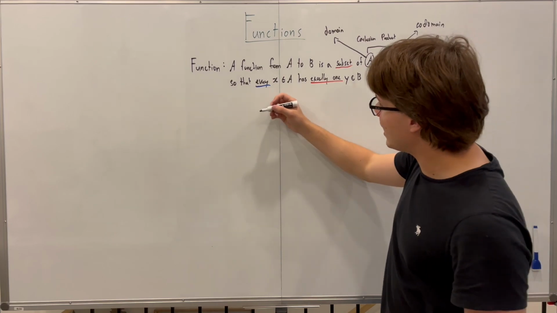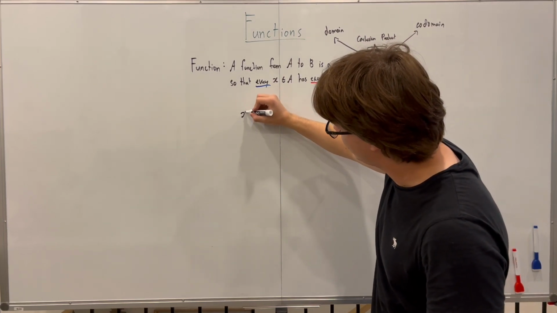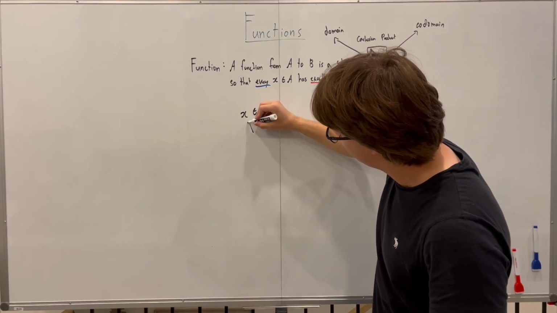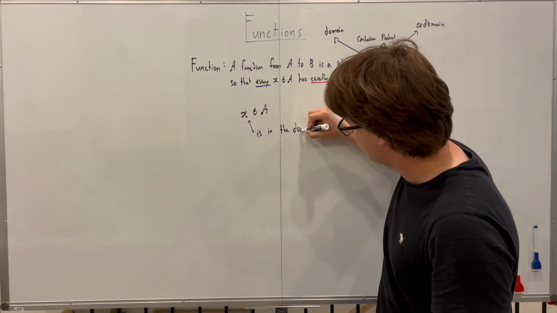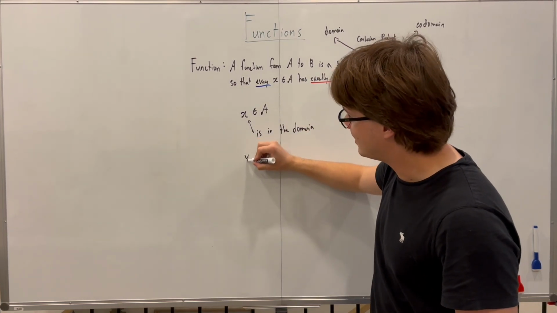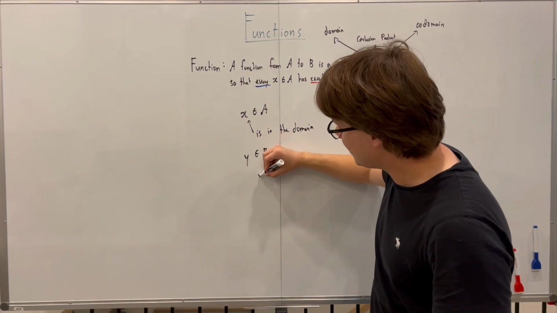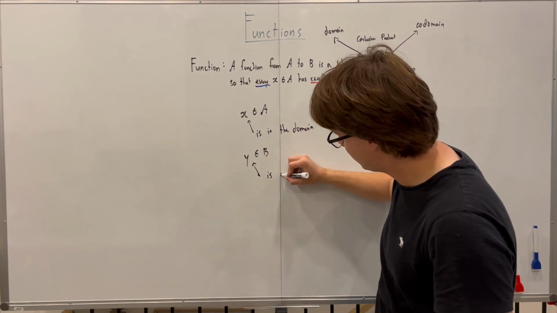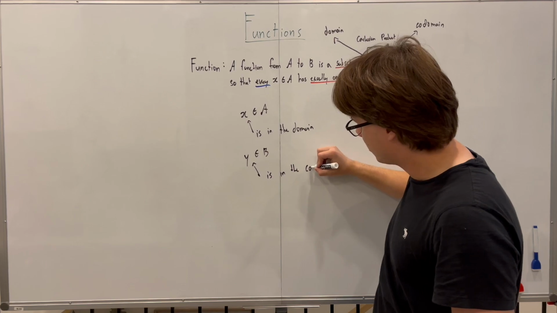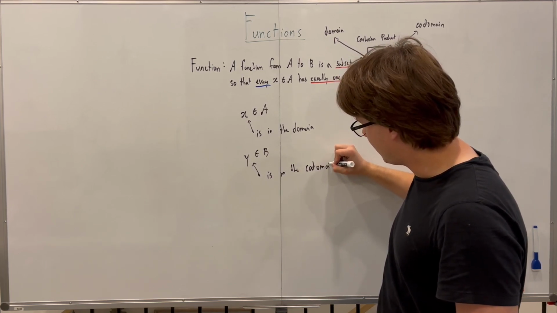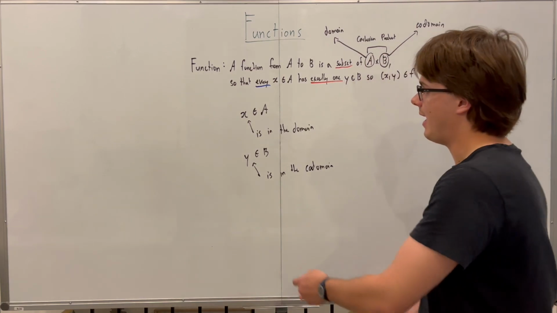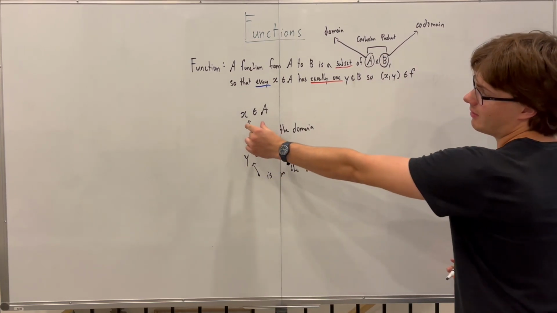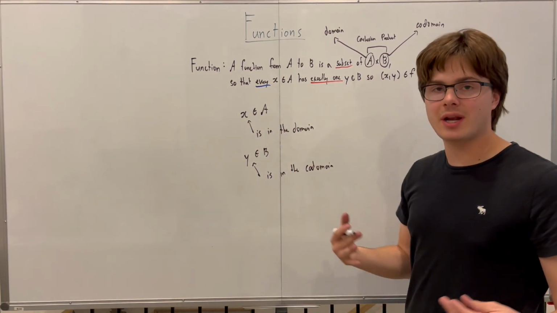We're saying every element in A is in the domain, and similarly, every element in B is in what's called the codomain. It's just a fancy way of saying they live in separate houses almost. Everything in B lives in the codomain, everything in A lives in the domain. These are like two different houses they live in.